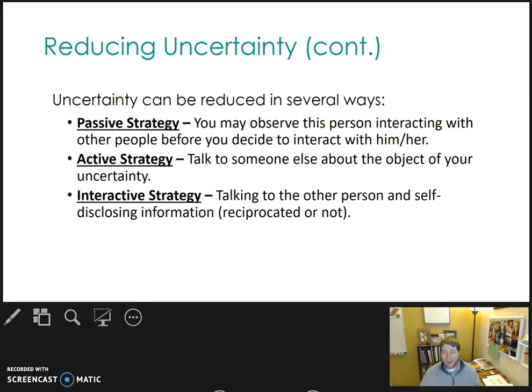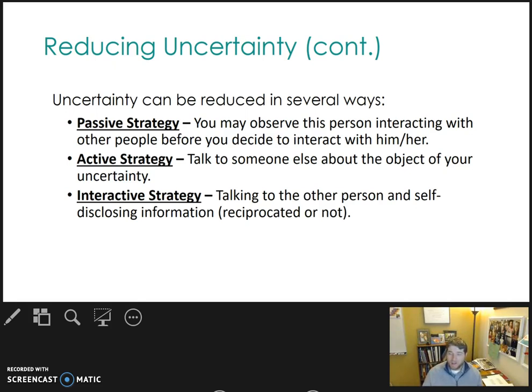So the passive strategy involves observing the person or observing the cause of the uncertainty, okay? And you observe them interacting with other people before you decide to interact with them, okay? So for example, this is where Facebook stalking comes in. This is where you don't say anything to them at first, but you kind of watch and see how they act at the meeting, or you watch and see kind of how they are with their friends, okay? That's the passive strategy. Now, that doesn't always sound passive, right? You're actually still doing something, but that's passive, okay?